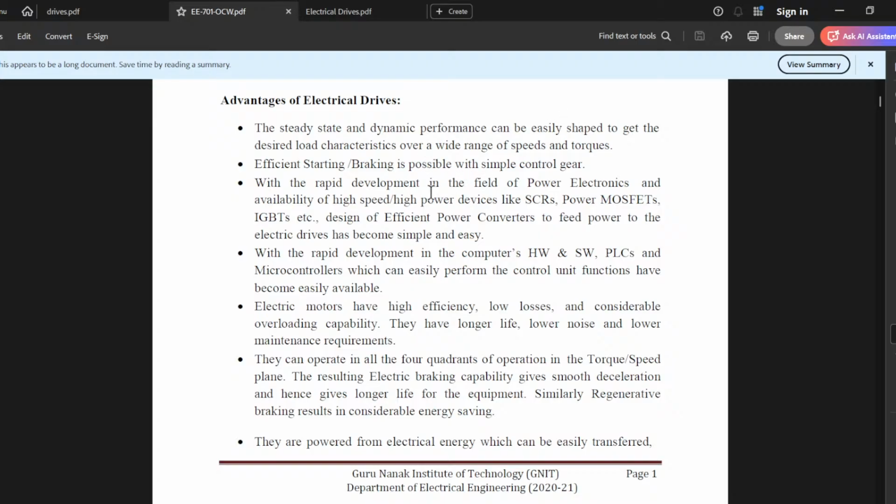Wide range means you can go from a few RPM to thousands of RPM. It depends. So that is the first advantage.